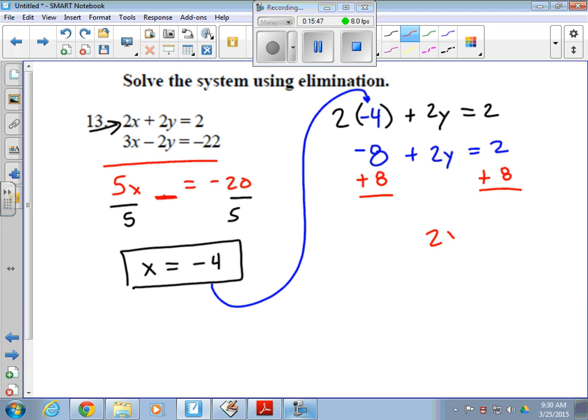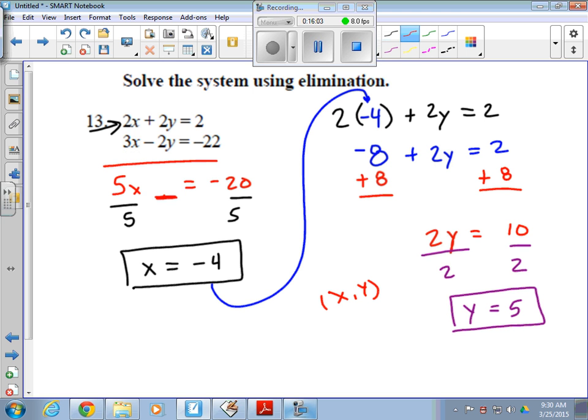It'll cancel out and leave you with 2y equals 10. Then get y's value by dividing to cancel out multiplication. When you do it to both sides, y is equal to 5. You have an x and a y value. Your solution to your system, x comma y, is negative 4, 5. That's the one point when you graph those two equations. That's the intersection of them, negative 4, 5.